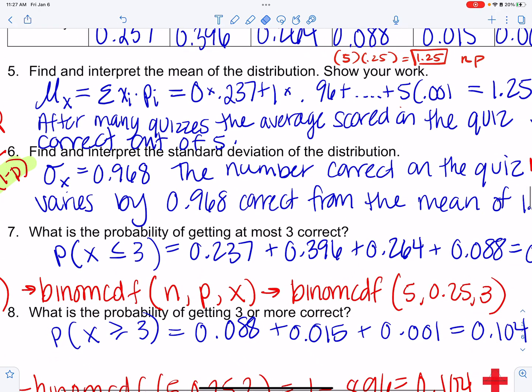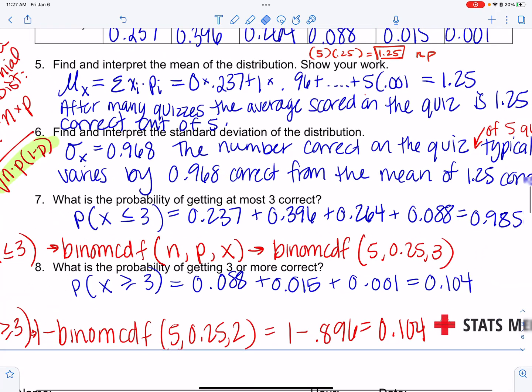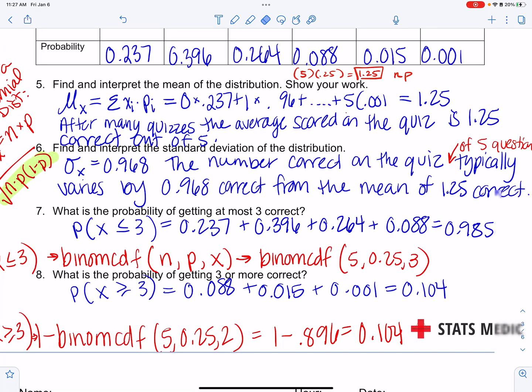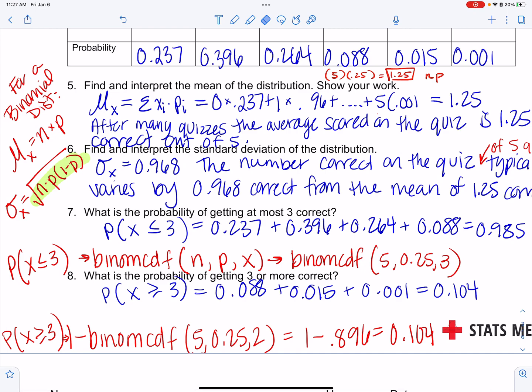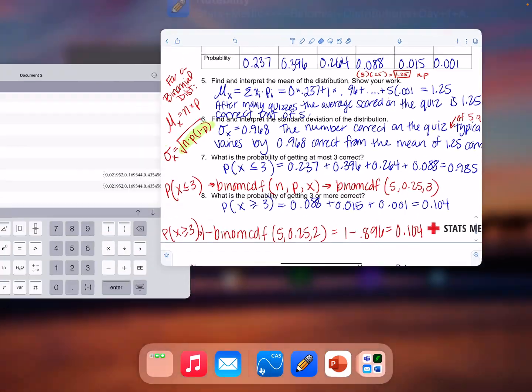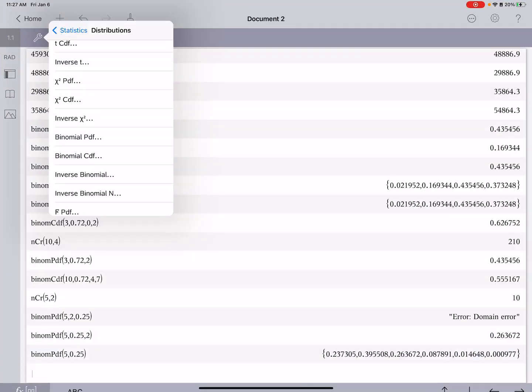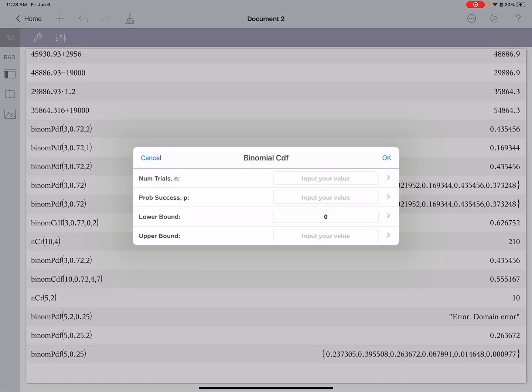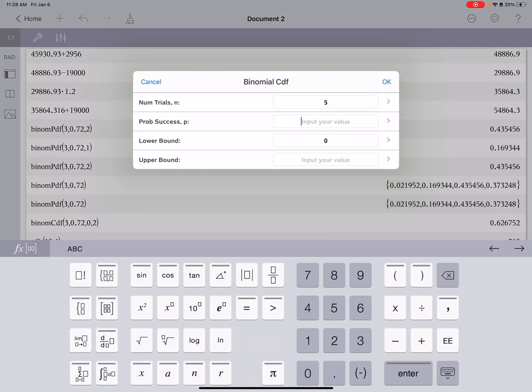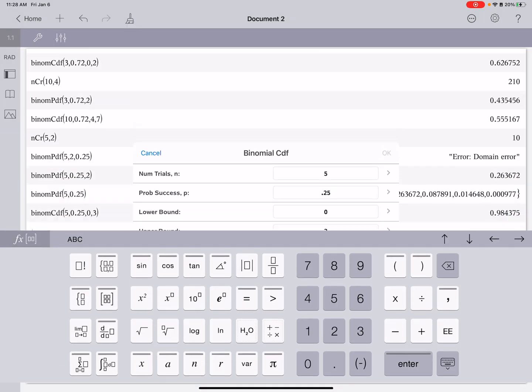So if you solve out 7 and 8, the probability of at most 3 correct, this is how you solve it. And then more than 3, the same thing. You can go ahead and put these into your binomial calculator. Let me show you how it would work. Number 7, the probability of getting at most 3 correct would be 3 or less. So I would go to the binomial calculator, to binomial at most 3. So that's CDF. I have 5 trials. The probability of success is 0.25. At most 3 means between 0 and 3.